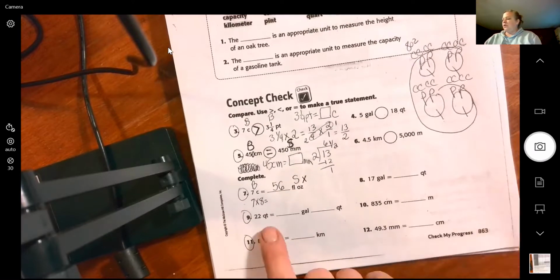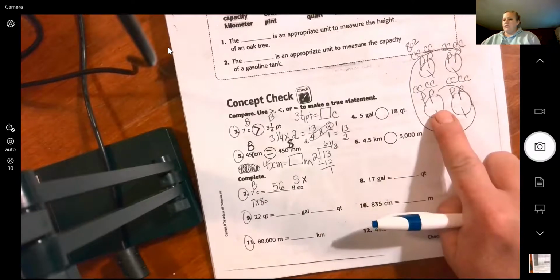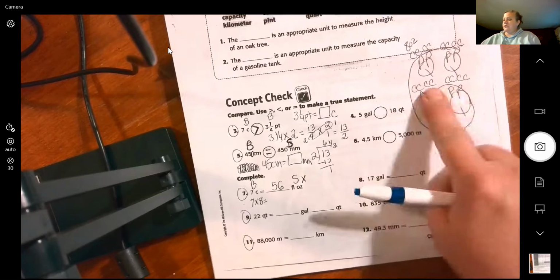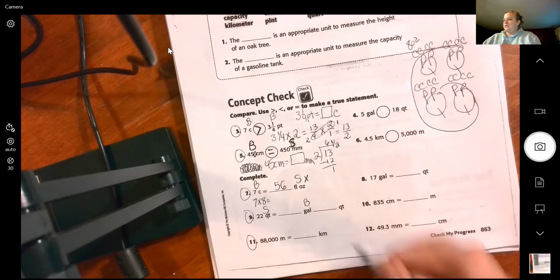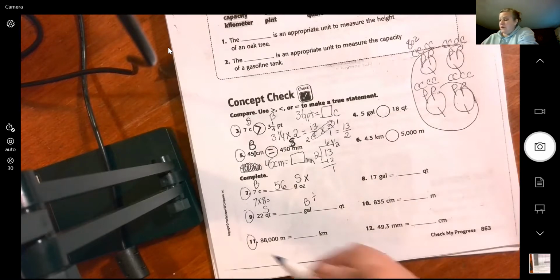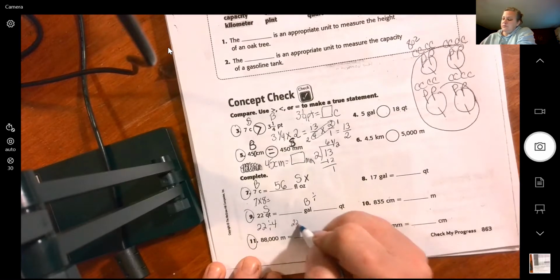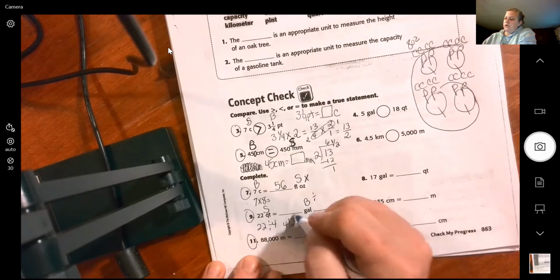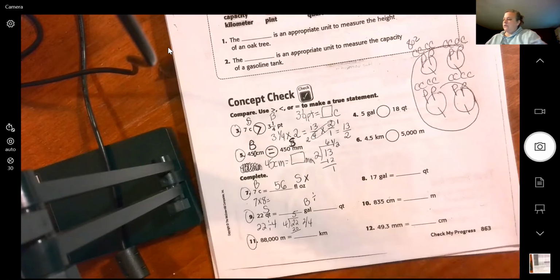All right, we're going quart to gallon, quart to gallon, small to big, which means we're going to divide. All right, what is our formula? We're going how many quarts in a gallon? 4. 22 divided by 4. 4 goes into 22 5 times, and 2/4 are left over.